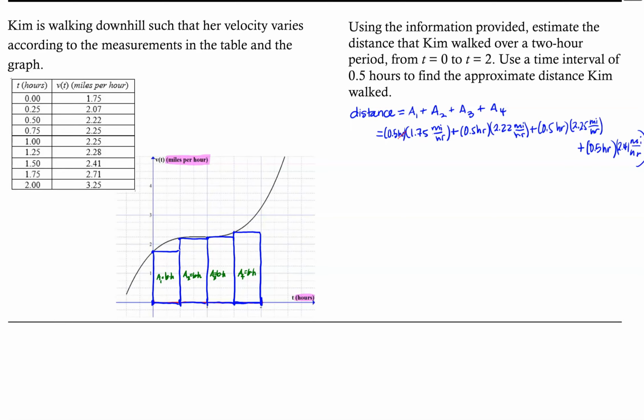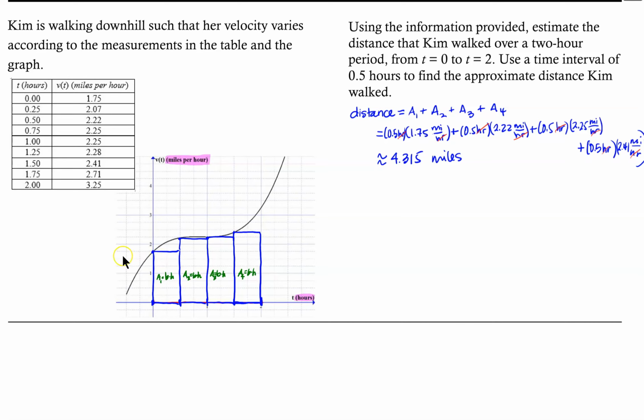Now we can go through and we can see that based on our units, we're adding a bunch of miles together. So each of these products is an estimate of the distance that Kim walked in that half hour. And so if I multiply all of these together and sum them up, we can see that Kim walked approximately 4.315 miles in the 2 hours.